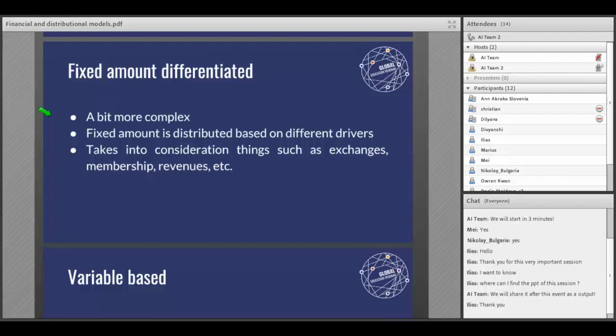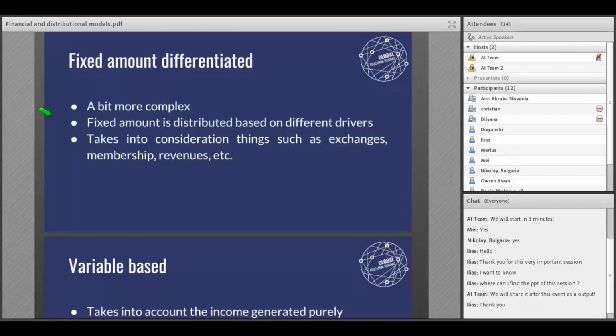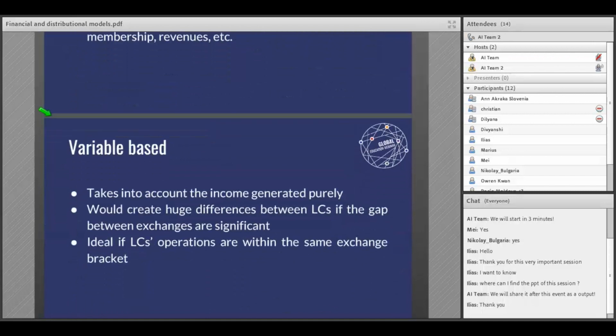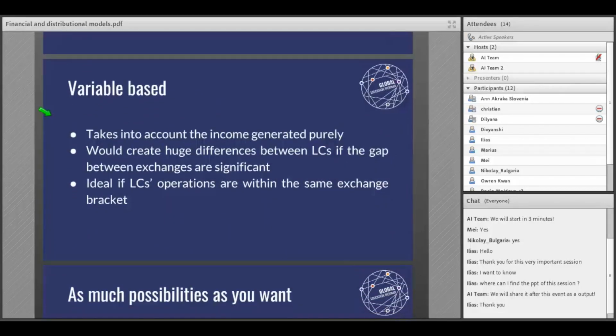Now, fixed amount differentiated. This is a bit more complex because it takes into consideration that the fixed amount is distributed based on different drivers such as exchanges, membership, revenues, etc. So this is the combination of fixed cost and variable based.